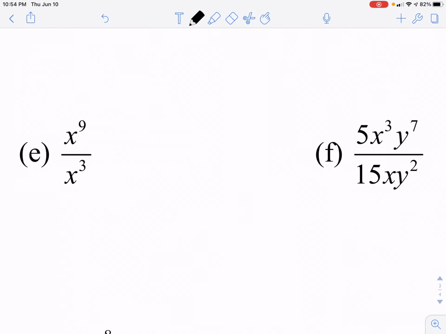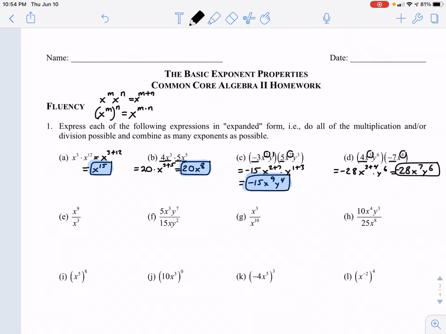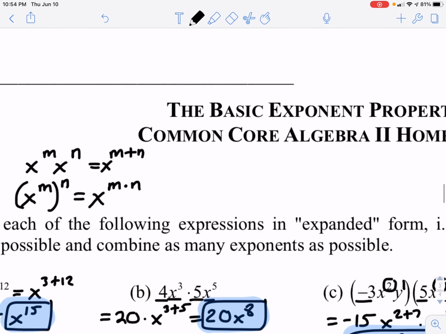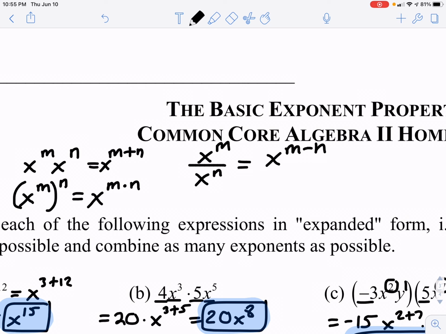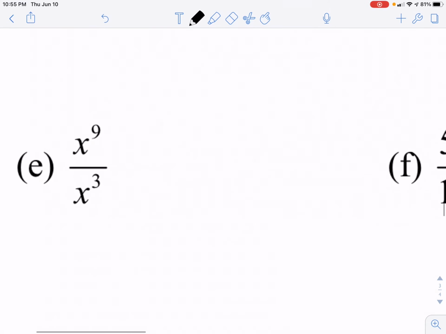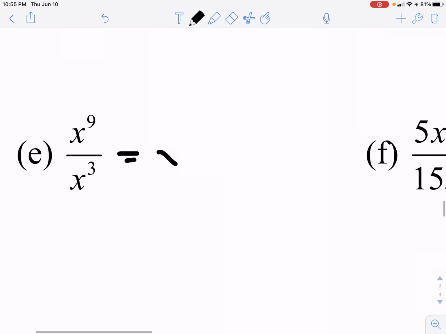Letter E. With division, very similar to the addition rule, but instead, if we're taking the same base and we're dividing by the same base, then we end up subtracting those exponents. x to the m divided by x to the n is x to the m minus n. So this becomes x to the 9 minus 3, or x to the 6th power.